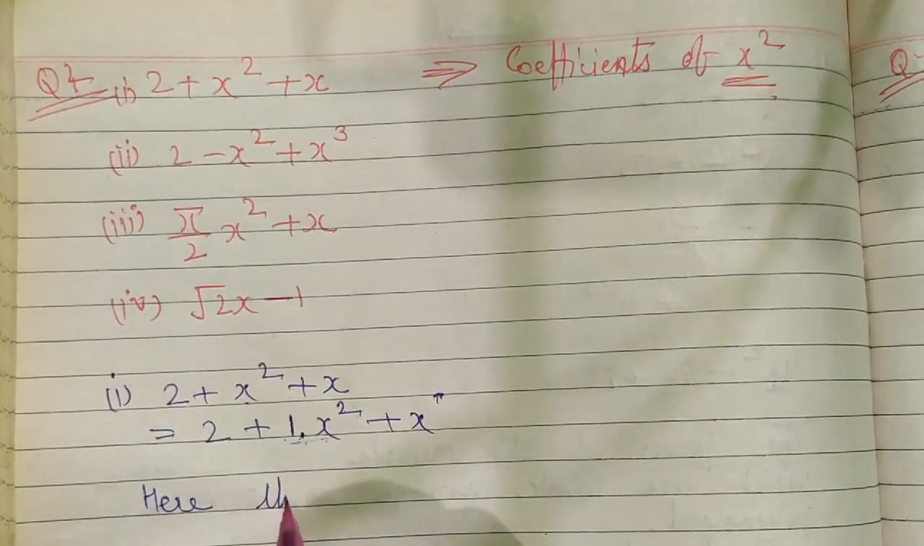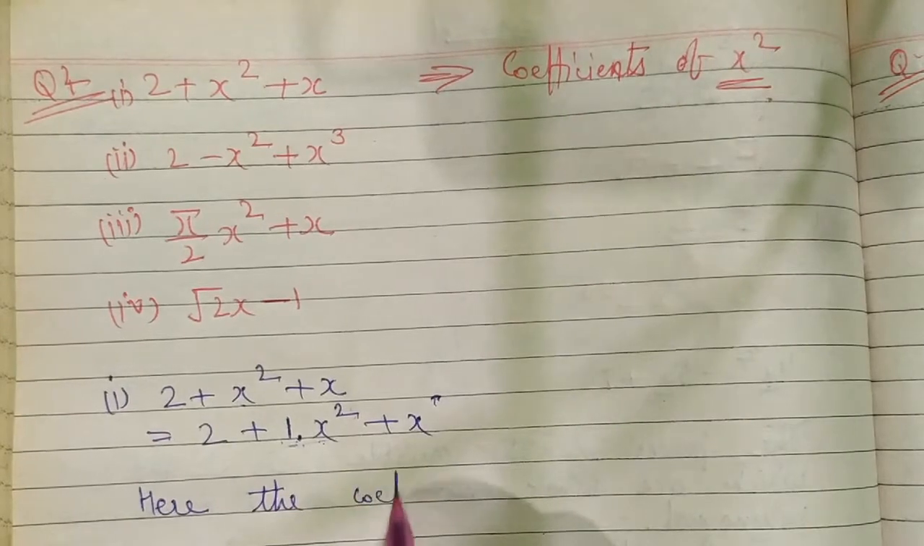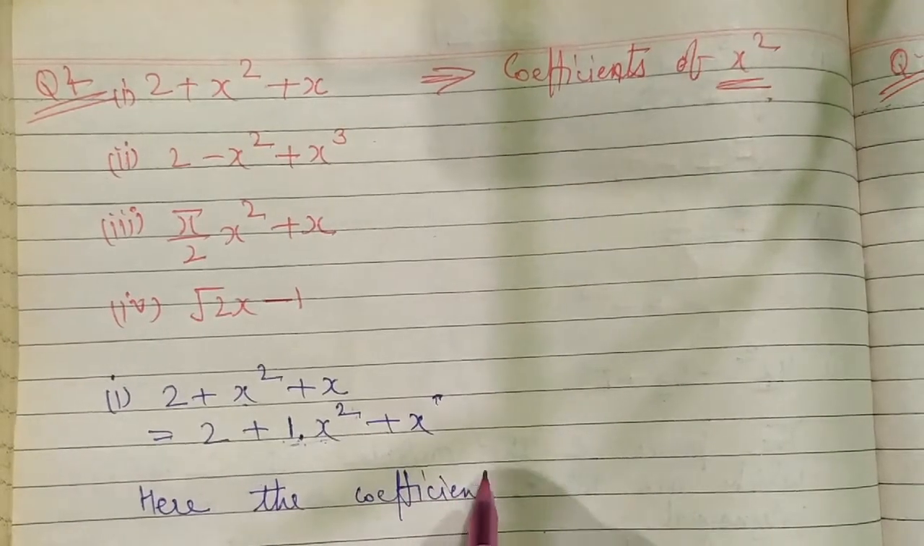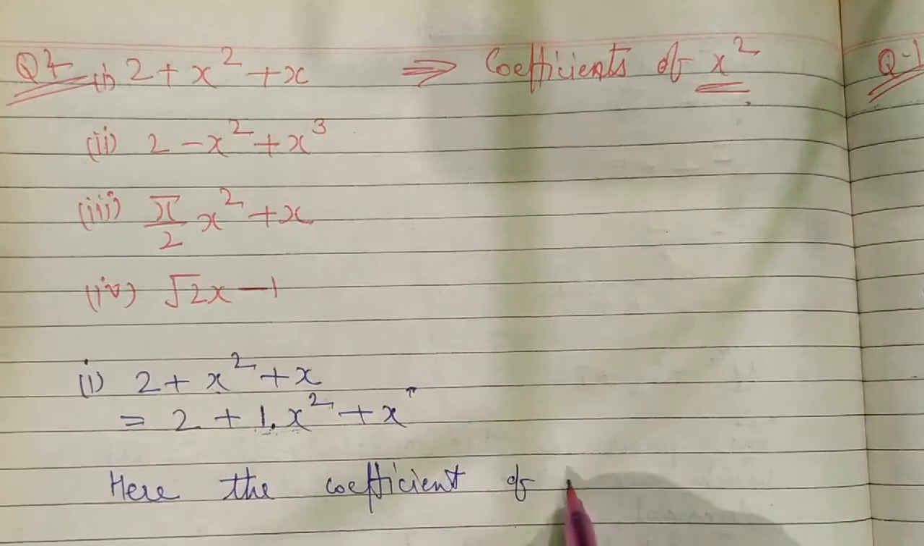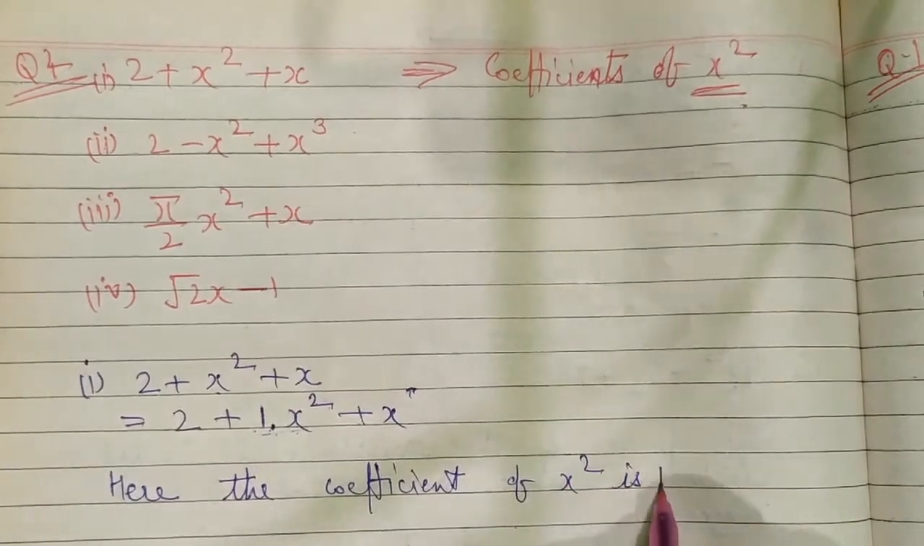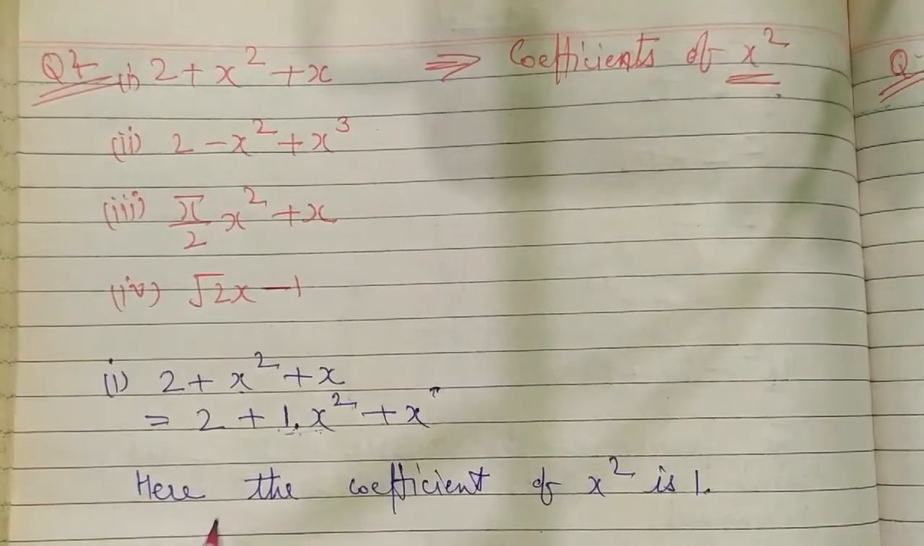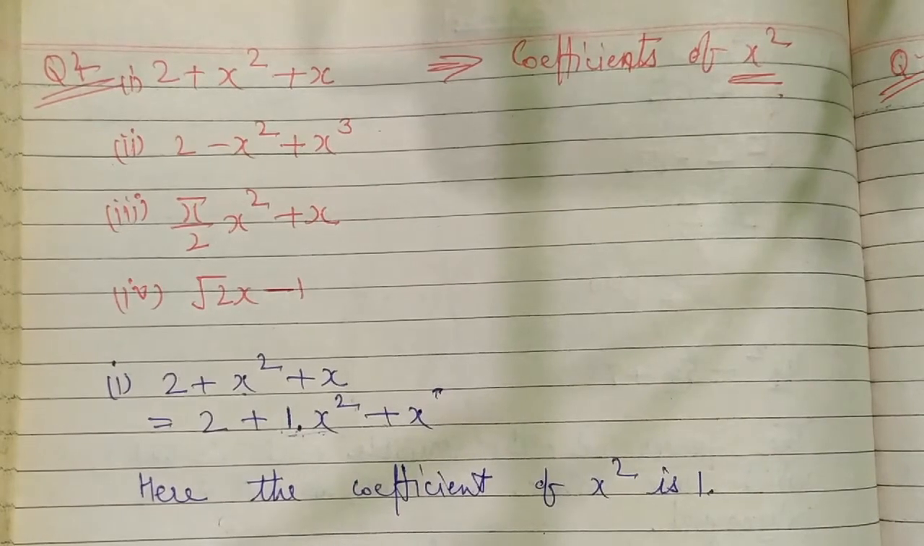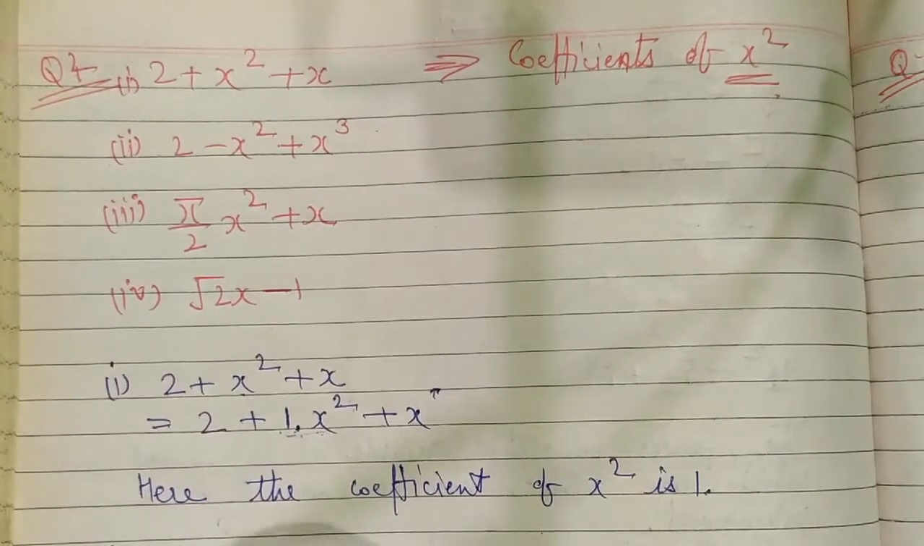so you need to write here: the coefficient of x square is 1, right? We need to write it like this. So it is pretty easy. Let's move to the second one.